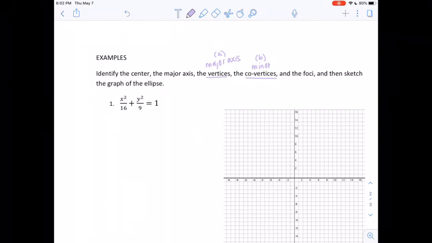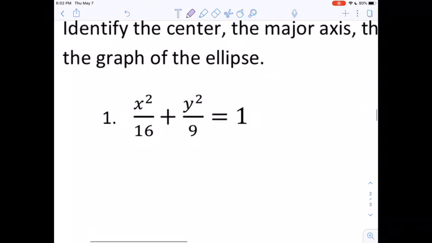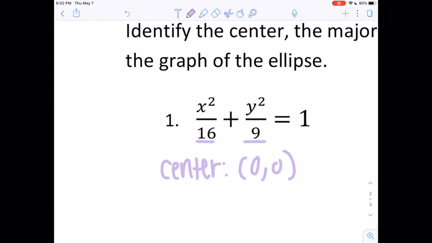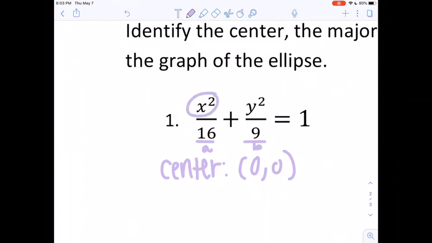It doesn't really matter what order you do some of these, but the first thing I always want you to do is find your center. I don't see anything being subtracted from x or y, so that's telling me that the center of this ellipse is at 0, 0. Looking at my two denominators, 16 is the bigger one. So that means 16 is my a, and this is my b. It's telling me that I'm going to be creating a major axis along the x-axis because a, the bigger number, is underneath the x.